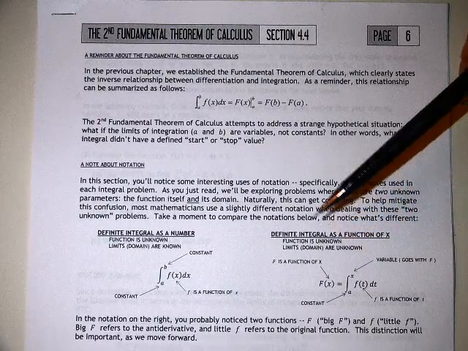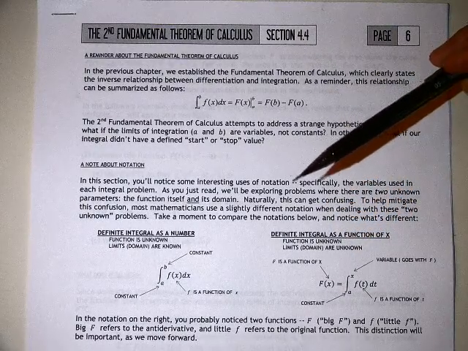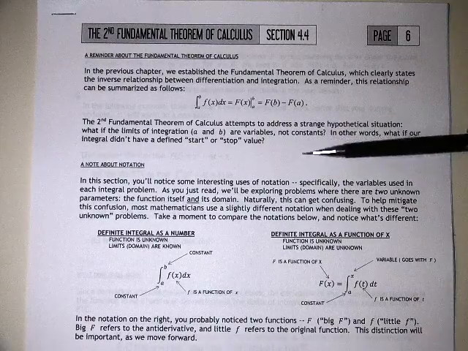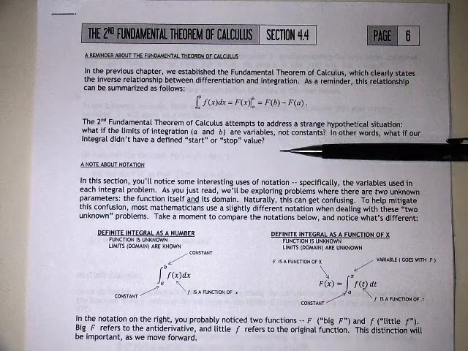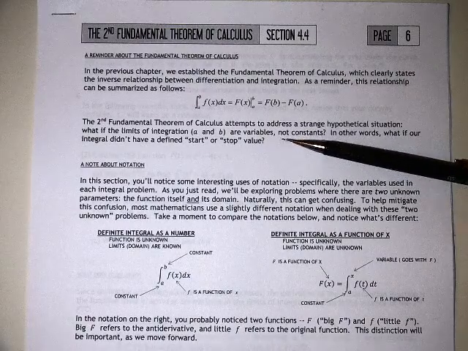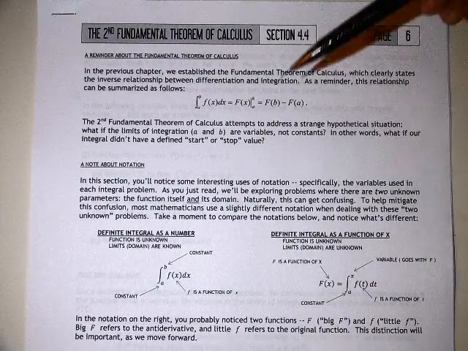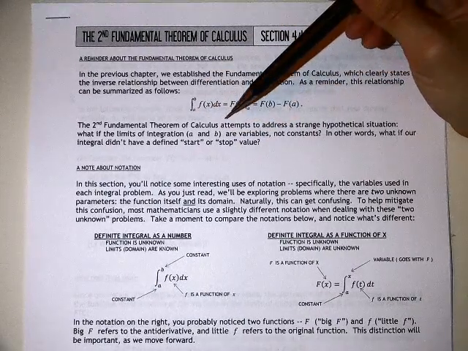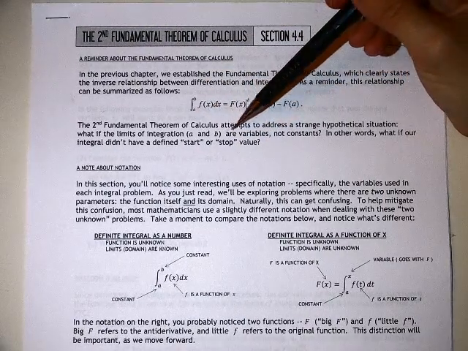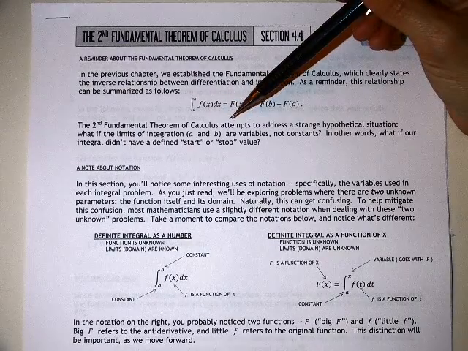In any case, I'm dealing with this first section, reminder about the fundamental theorem, but specifically the question posed in this second paragraph. What if the integral didn't have a defined a and b? What if we didn't know where the integral was supposed to start or stop? What if those were unknown?